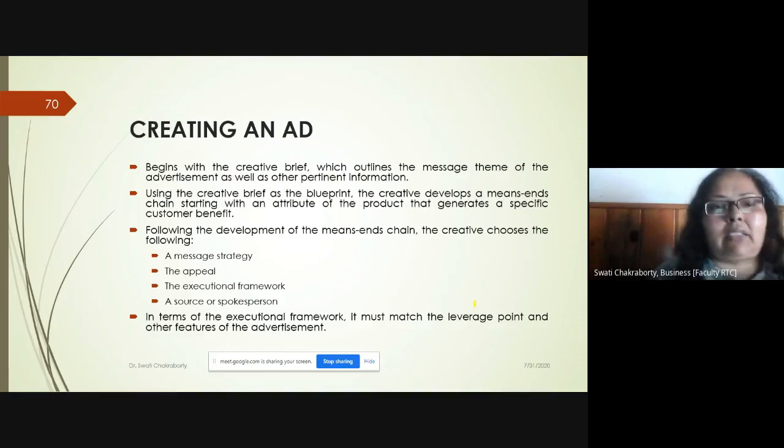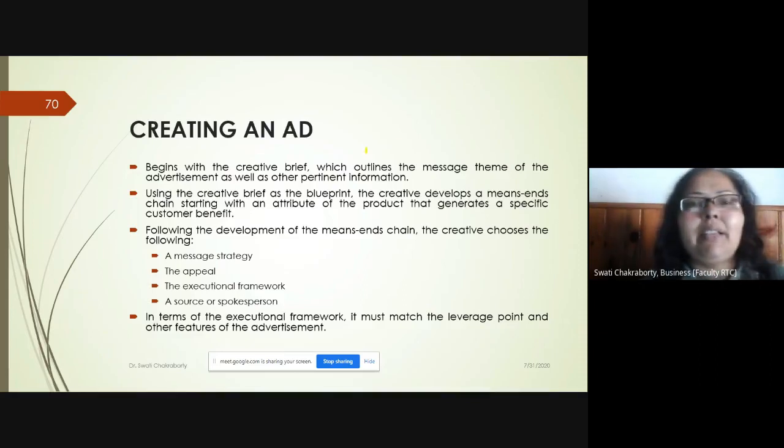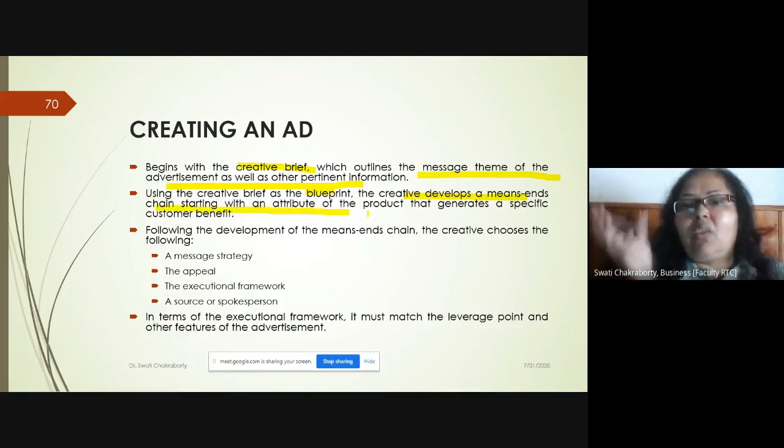Creating an ad, right? So creating an ad, it begins first. You have to start with the creative brief that we have discussed earlier, which talks about the message, theme of the advertisement, as well as other information, right? And this creative brief is the blueprint. Based on this, the creative group develops a means ends chain, starting with the qualities of a product that would generate a specific consumer benefit, which is that unique quality of that product which consumers will like, which would help in gaining more customers.